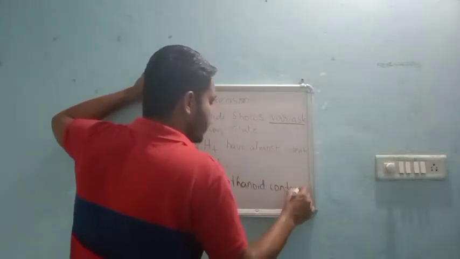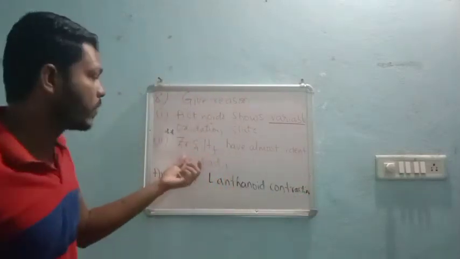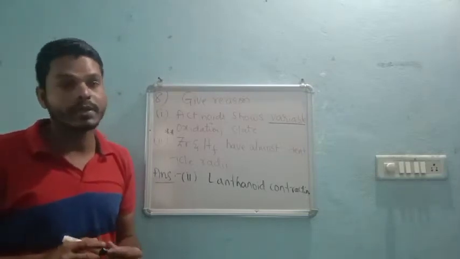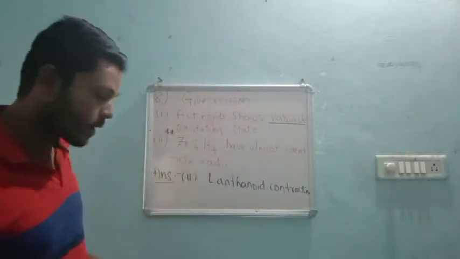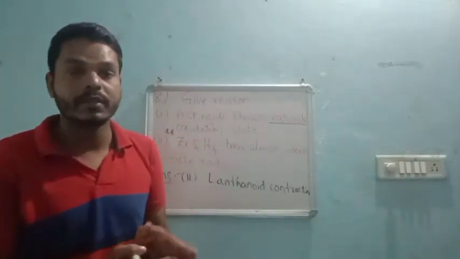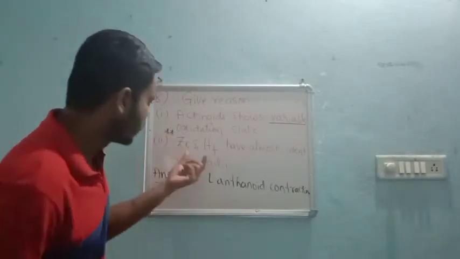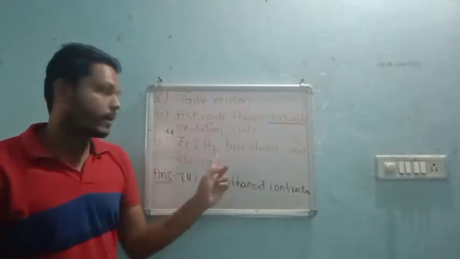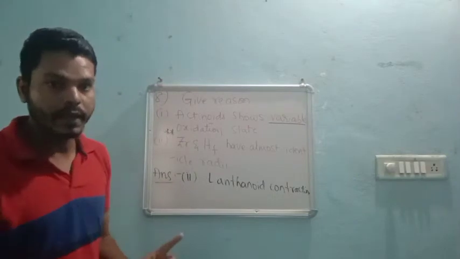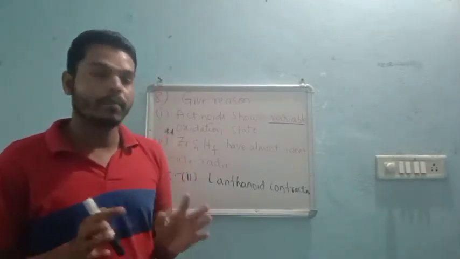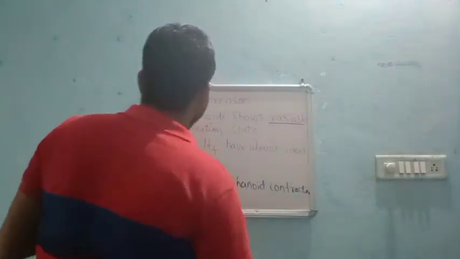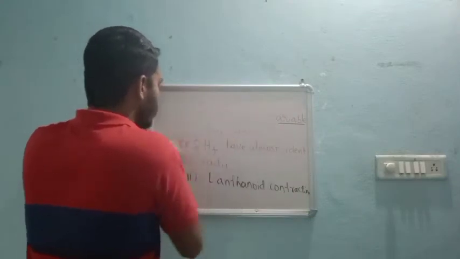So this is the simple answer. Because of lanthanoid contraction only, the size becomes the same. You can check in your lanthanoid consequences. In the offline class, I have explained this. Due to the lanthanoid contraction, definitely the size becomes similar. So that only he has asked indirectly. That means zirconium and hafnium have almost identical radii. Why is the identical radii coming? Because of this lanthanoid contraction. Your answer should be lanthanoid contraction. So this is about the eighth question.